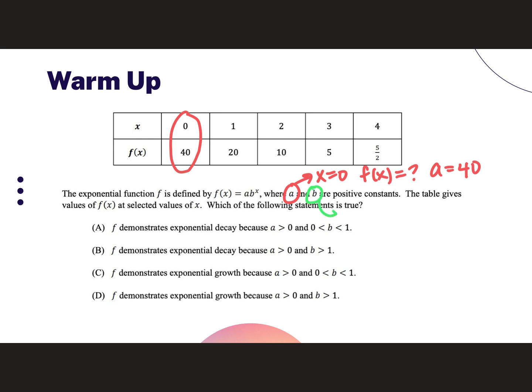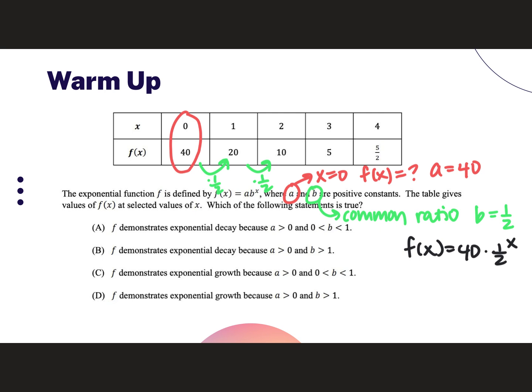B is our common ratio. So this describes the change in our output values along our table. So if we analyze our common ratio by looking at how our y values change over time, remember we're looking for a ratio, a proportion value, we find that our y values are decreasing by a factor of 1/2 each time. So that means our b value is going to be 1/2. So my exponential function would be f of x equals 40 times 1/2 to the power of x.